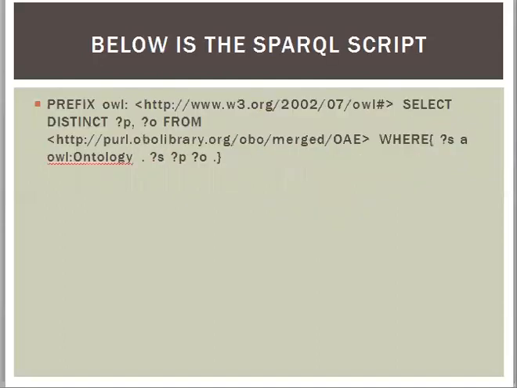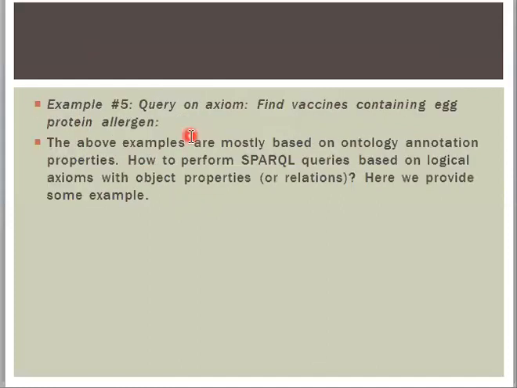We can see in the script prefix, we need select distinct in the select clause, again the URI, and where we need to find out from the ontology, and those variables can be like a creator, can be a person. So we used that over here. Example 5, theory on exam, find the vaccine containing egg protein allergens. We need to find the vaccine that contains egg protein allergen.